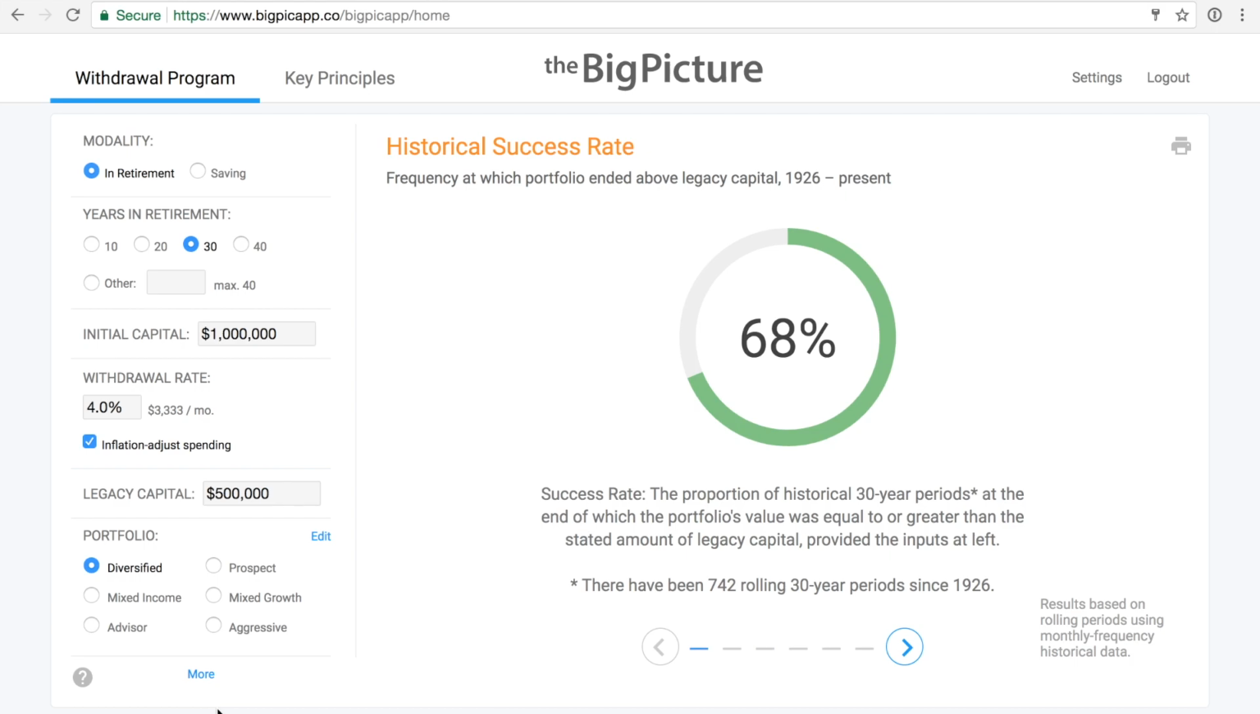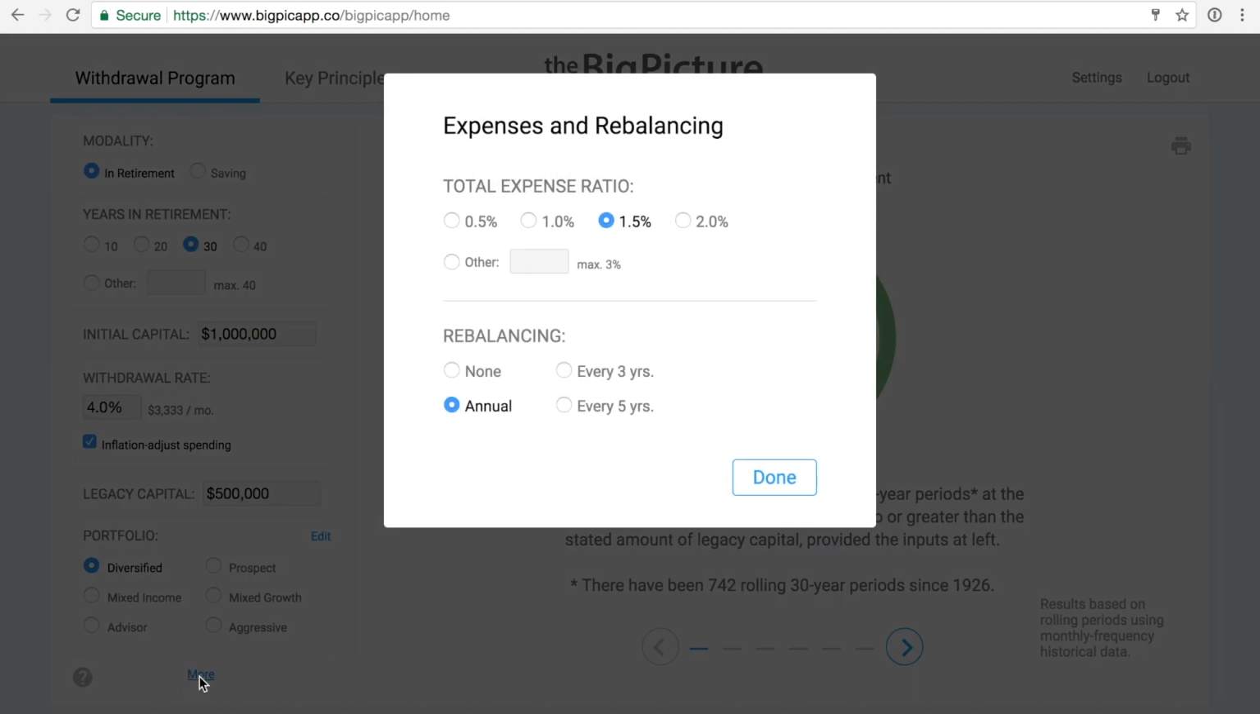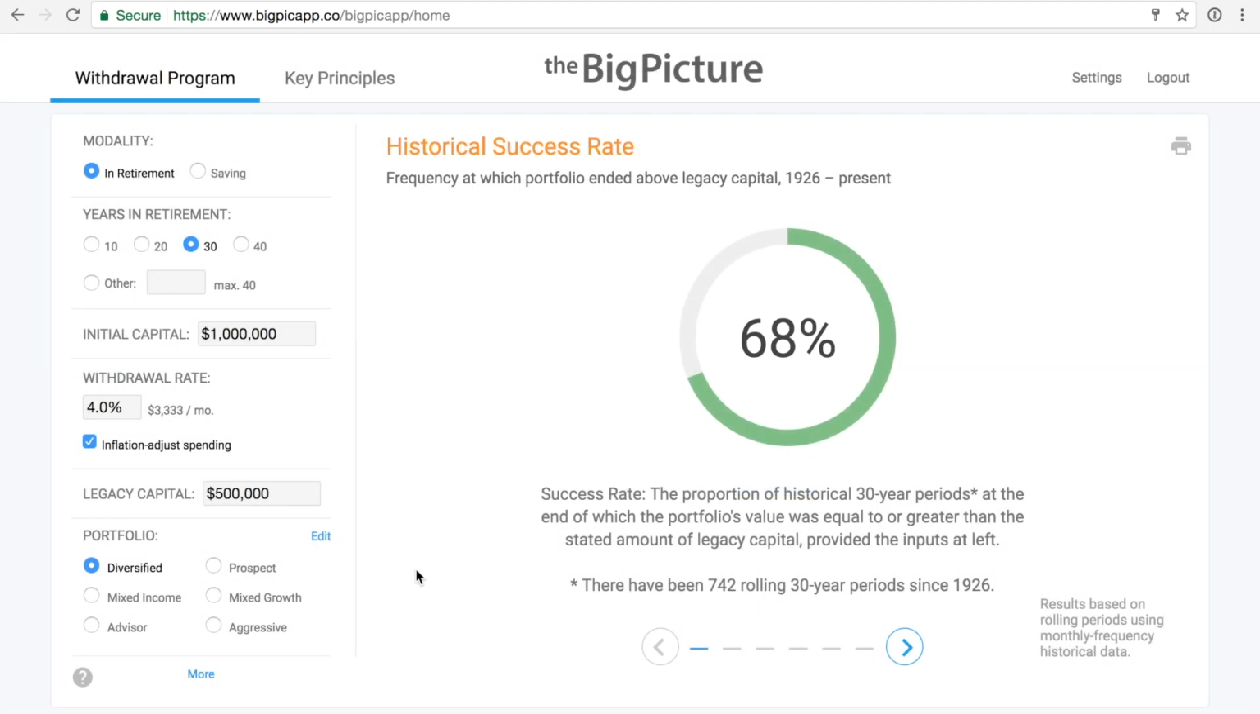From here, you can toggle inputs and explore various trade-offs associated with different rates of spending and asset allocations. You can also go here and select a different expense ratio or a different rebalancing frequency and see how that historically impacted a portfolio's success rate. Let's look at the prospect portfolio versus the advisor portfolio.